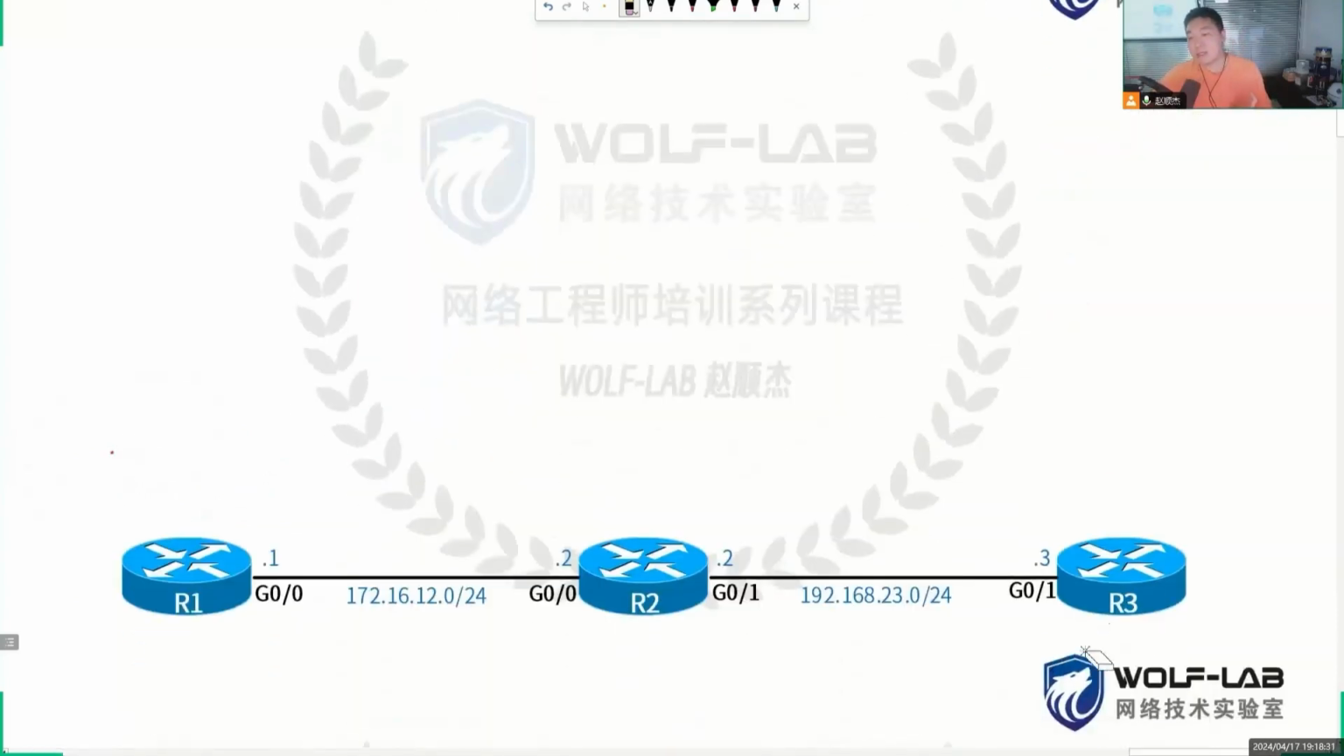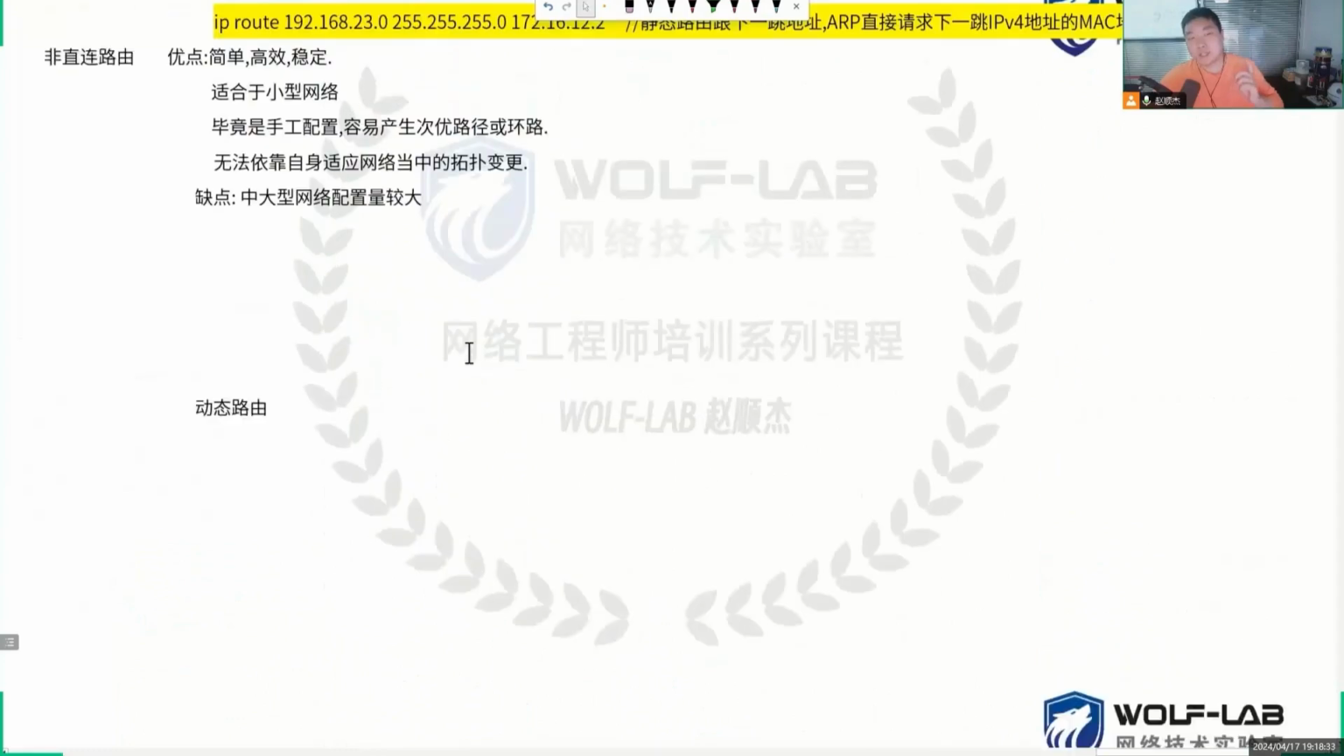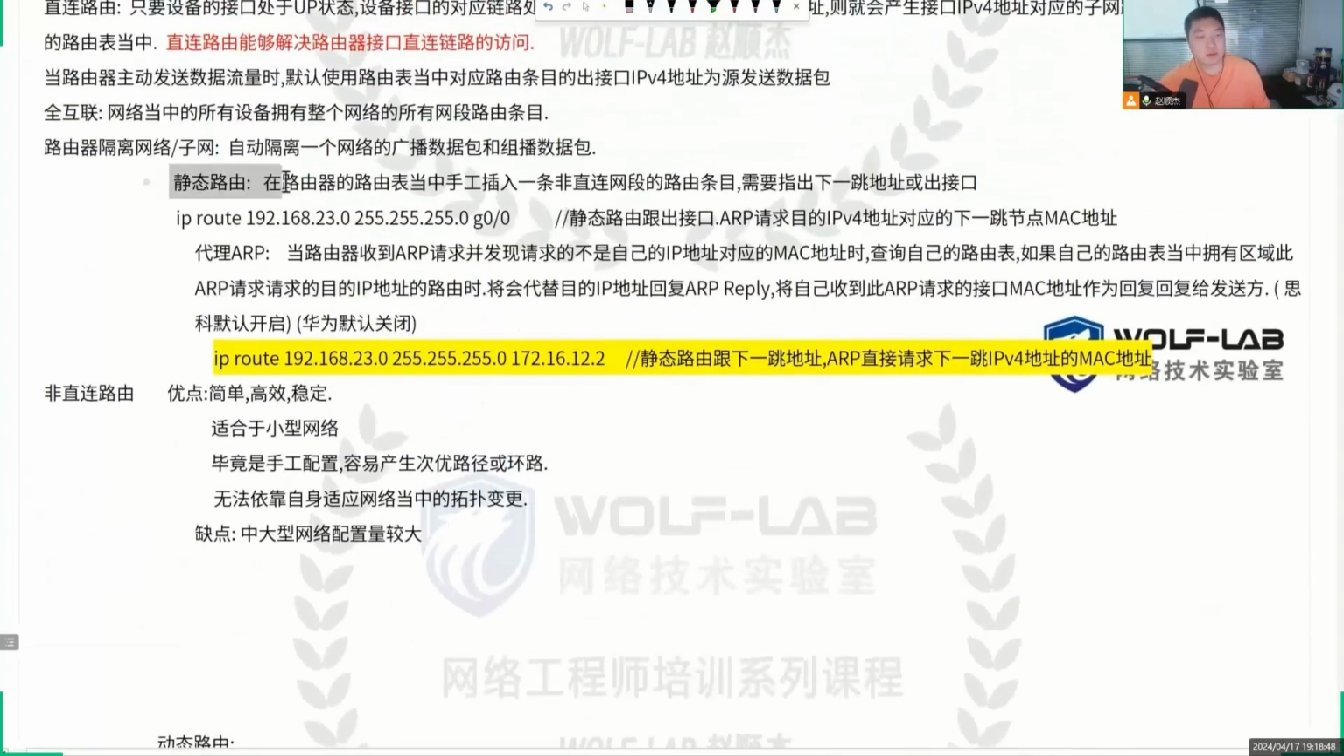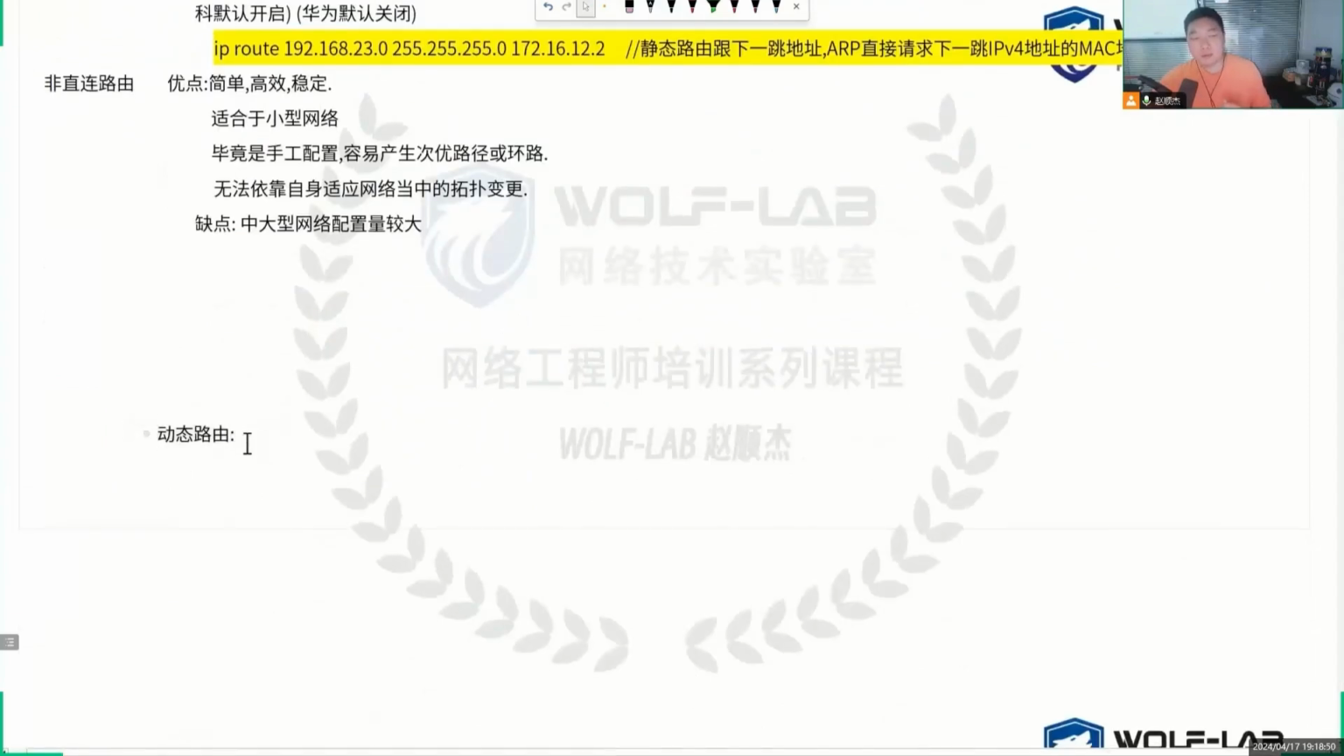So we think, can we let the device itself calculate and choose its own route entry's next hop address, adapting itself based on changes in the network's topology? So we think of using dynamic routing. Our non-direct routes are divided into static and dynamic routing. Dynamic routing actually refers to dynamic routing protocols. Dynamic routing protocols have many types.